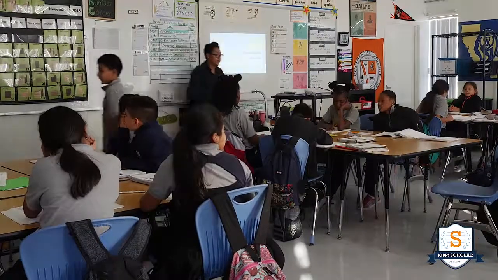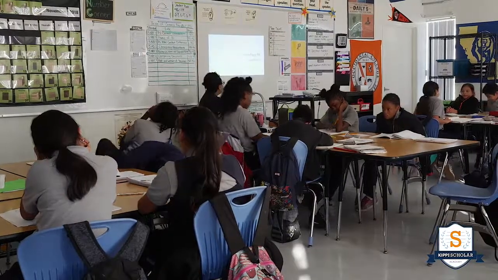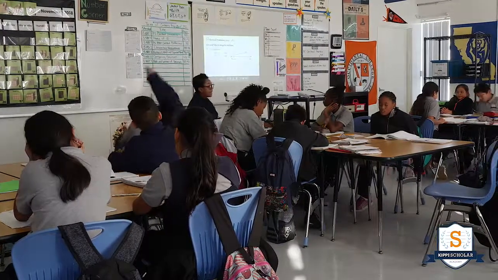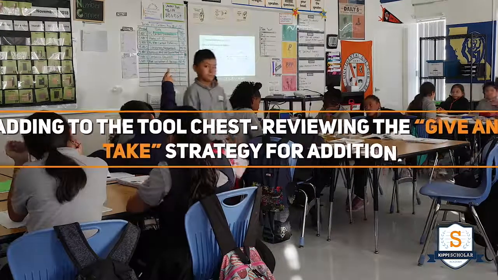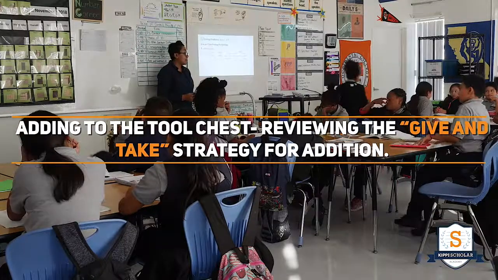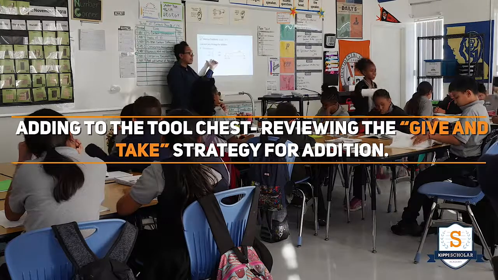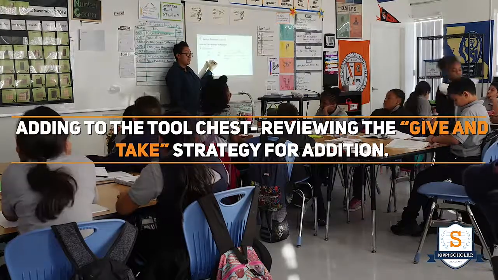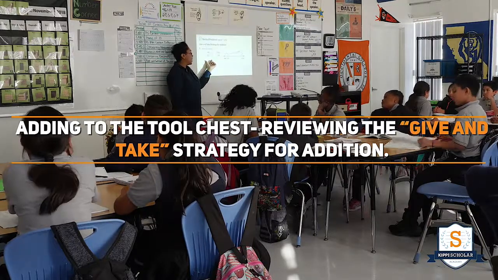So much fun. All right, LMU. Right now, this right here is our give and take strategy for addition. So that means that to one number, you're going to add, and from the other number you're going to take. So they show this example with a number line. Our original problem is 999 plus 457.